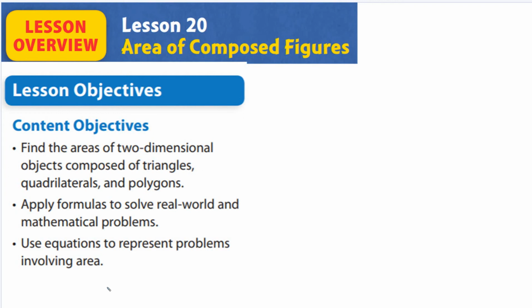In this lesson, lesson 20, we're going to be talking about area of composed figures. Let's look at our lesson objectives. First, we're going to talk about the content objectives. We're going to learn how to find the areas of two-dimensional objects composed of triangles, quadrilaterals, and polygons. We're going to apply formulas to solve real-world and mathematical problems. And then we're going to use equations to represent problems involving area.